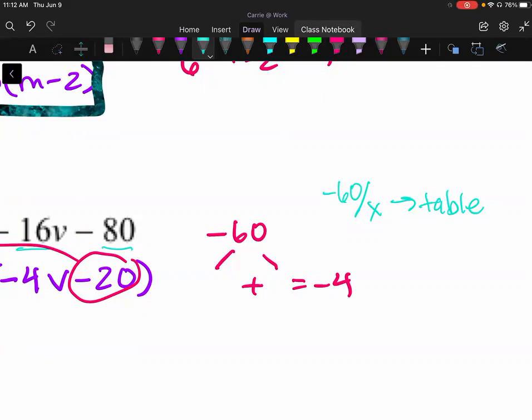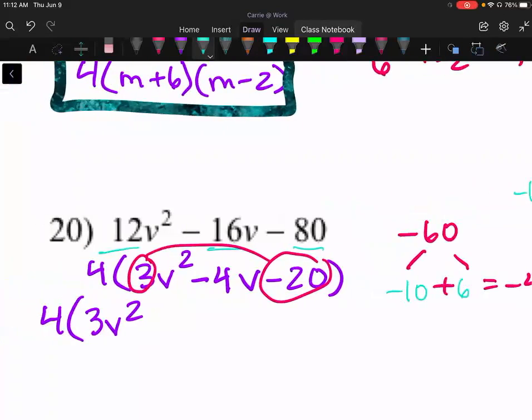Okay, factors of 60 are 1 and 60, that's not going to work. 2 and negative 30, no. 3 and 20, no. 4, negative 15, no. 5 and negative 12, 6 and negative 10. Wow, that really wasn't bad. 6 and negative 10 are going to be what we'll use. So now we can rewrite this.